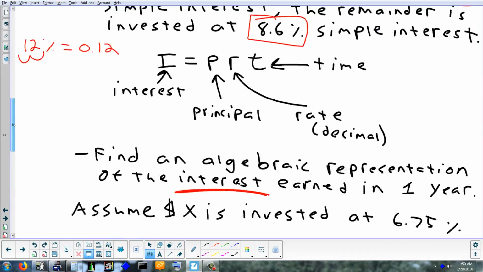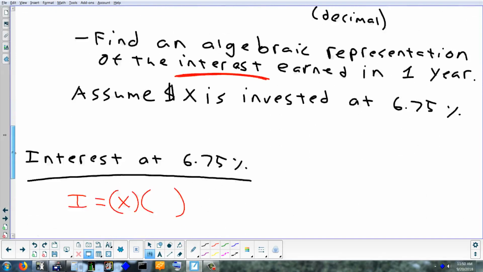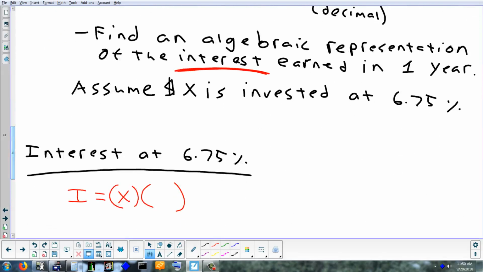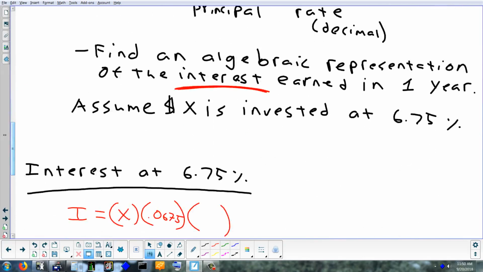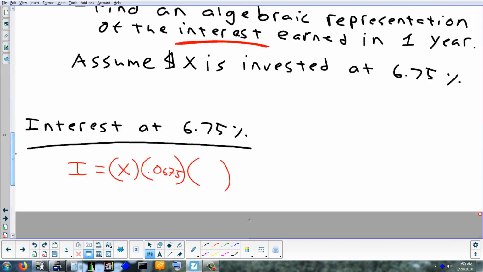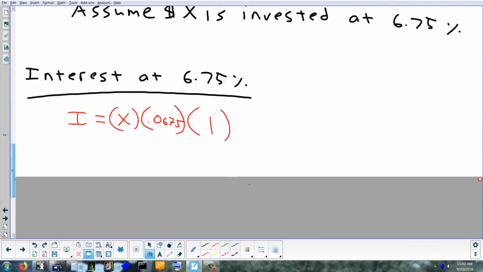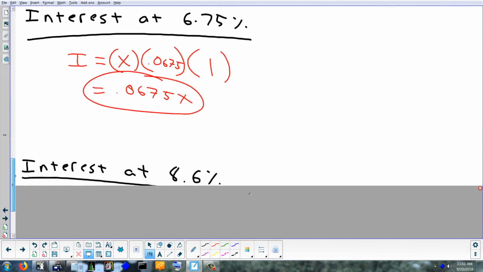Next thing in the formula, the rate as a decimal. What's 6.75%? 0.0675. Yep. And the last thing in the formula, time. How long does this problem say to do it for? 1 year. So actually we don't even really need the 1. Okay. So the interest is 0.0675x. You can leave it as x 0.0675, but we usually put the number in front of the letters. That's the first one. Okay, let's look at the interest for 8.6%.